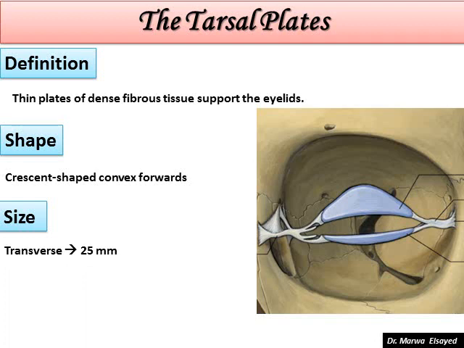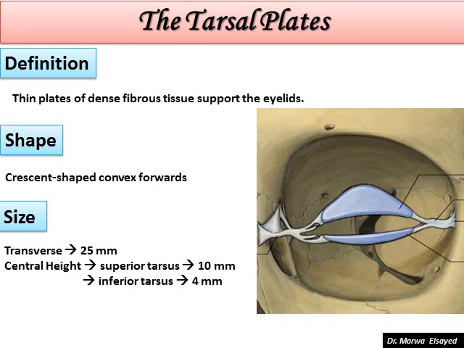The transverse diameter of both superior and inferior tarsus is 25 mm, but the central height is different. It's clear that the superior tarsus is broader than the inferior tarsal plate. The superior tarsus is 10 mm in height, but the inferior tarsus is 4 mm. This is about the central height of both tarsi.